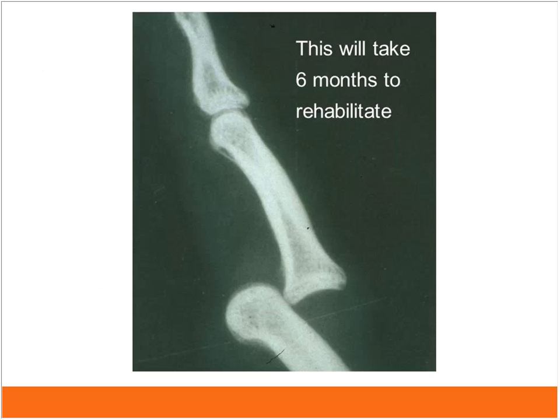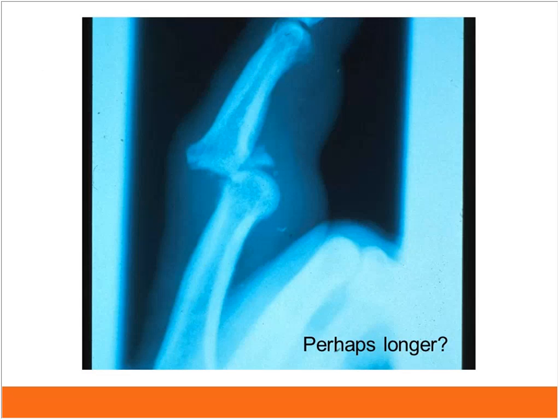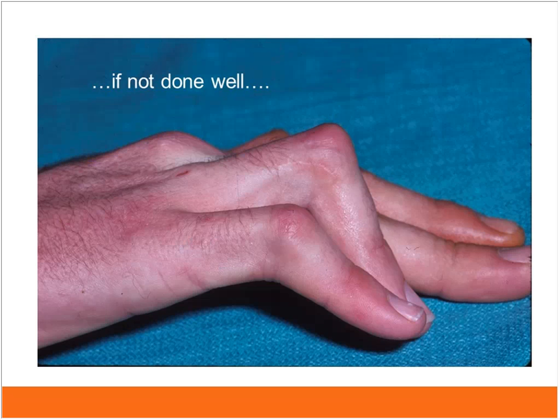If we see a dislocation like this in a finger, we know that this work will take 6 months to rehabilitate. But that doesn't mean they'll be off work, it just means they'll be on suitable duties for many months having therapy. This one with a fracture we know will take longer. But if it's not done well, they end up with contracted, useless fingers like this.